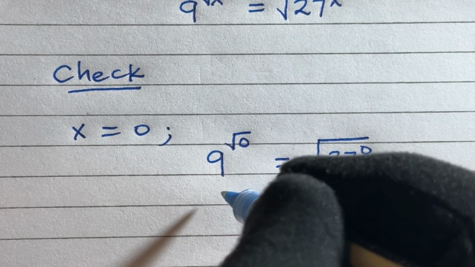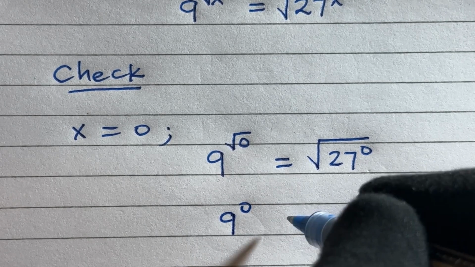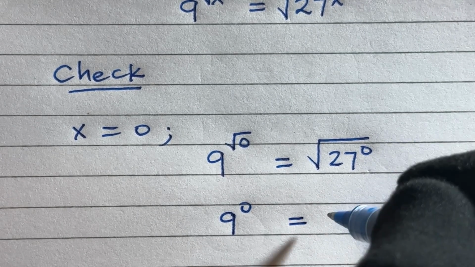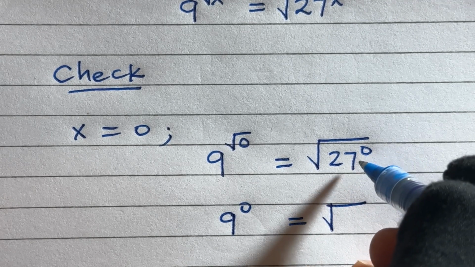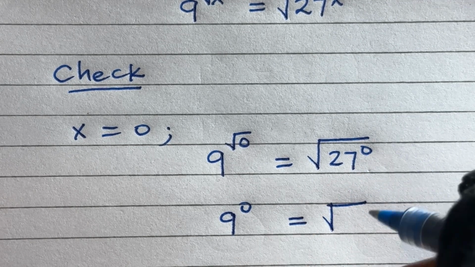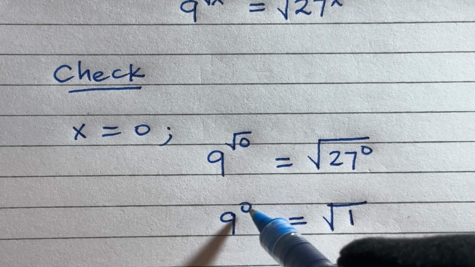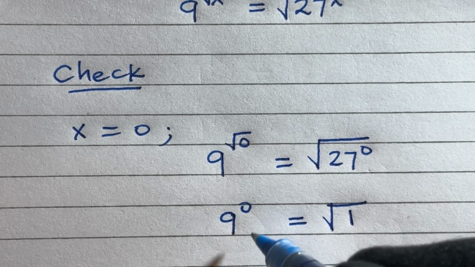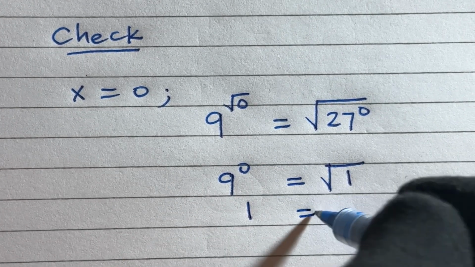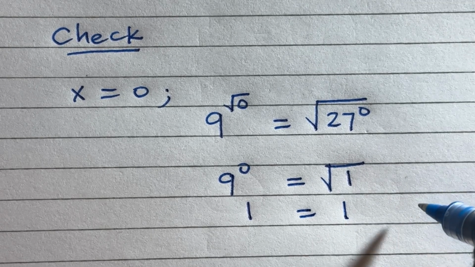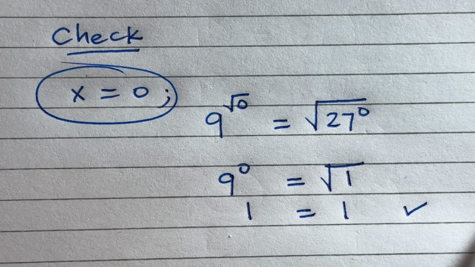So we have 9 raised to power 0 on the left hand side. 9 raised to power 0 is equal to, now the square root of 27 raised to power 0. Any number raised to power 0 is 1. So this means we have the square root of 1 here. And then 9 raised to power 0, any number raised to power 0 is 1, which means that here is also 1. And then the square root of 1 is also 1. So the first solution, x equal to 0, is accepted.